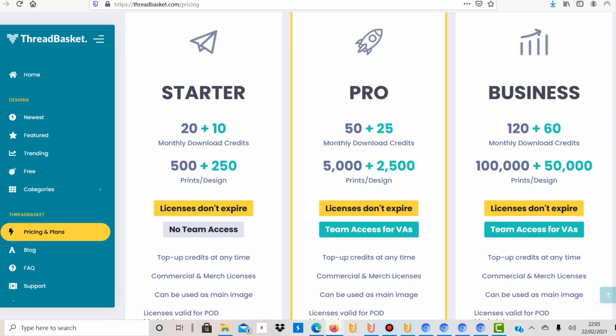I'm always a friend of having a sort of flat rate and being able to download as many designs as you want. I don't really like this limitation. I like flexibility, and if you're not flexible and you have this limit, I don't really like that.